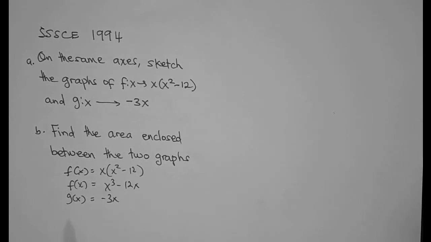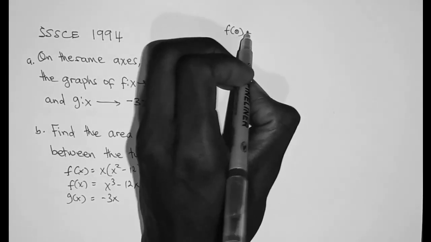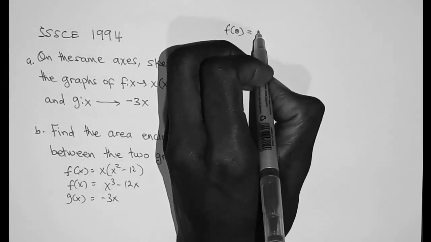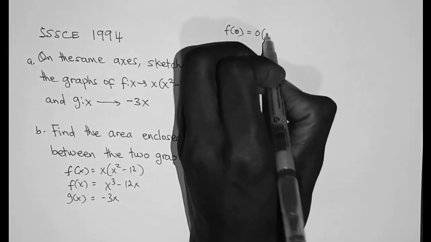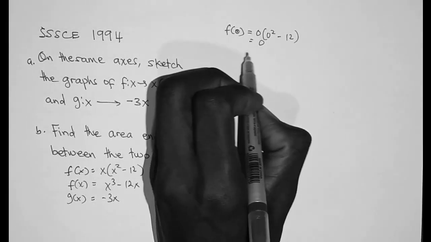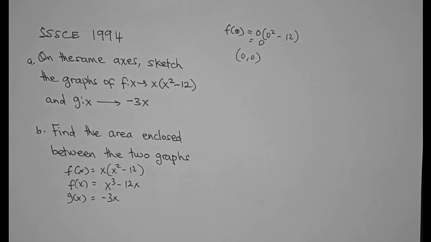So now, let's find the y-intercept for f of x. And we know that for the y-intercept, x is equal to 0. So what is f of 0? It's equal to 0 times (0 squared minus 12), and this is equal to 0. So we have the point (0, 0) as the y-intercept.